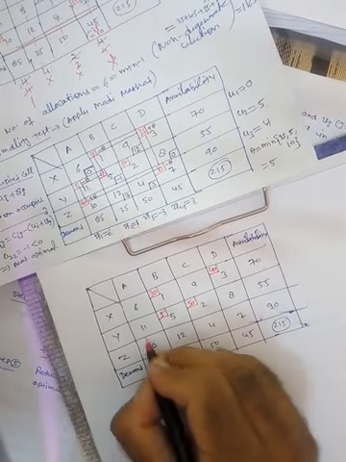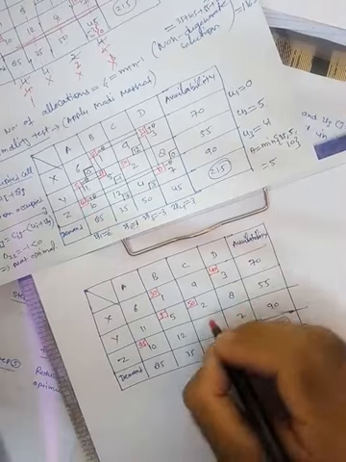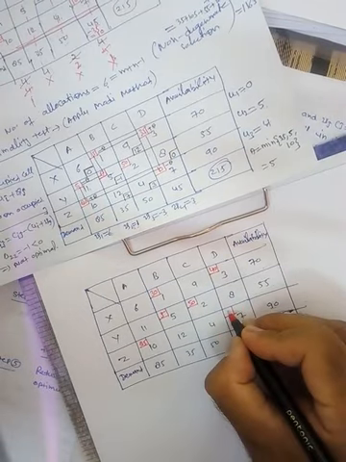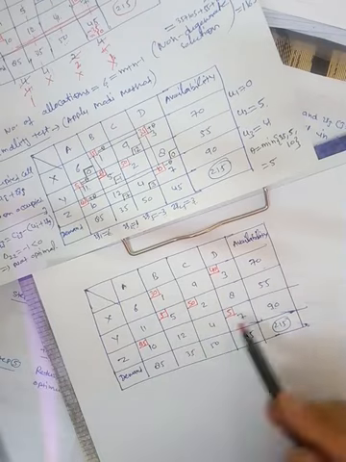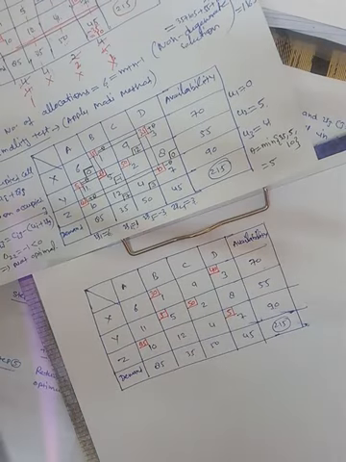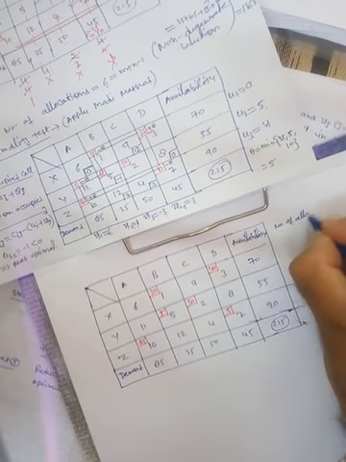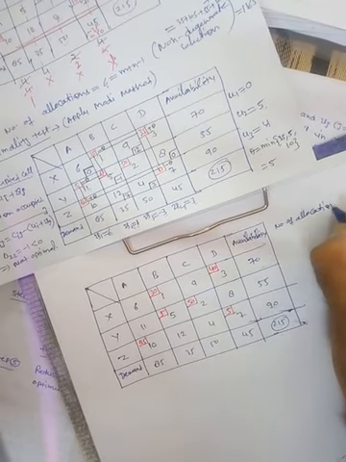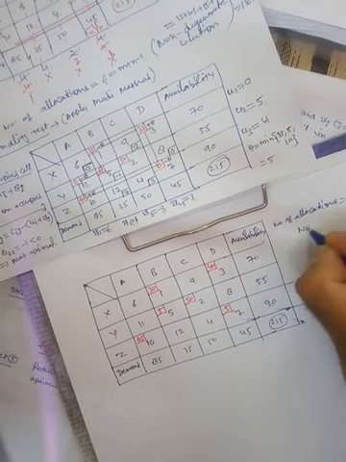So here is 5, here is 5, here is 50 as it is, here is 85, here is 5. Now how many allocations? 1, 2, 3, 4, 5, 6. So it is a non-degenerate solution. The number of allocations is equal to 6. That means non-degenerate.